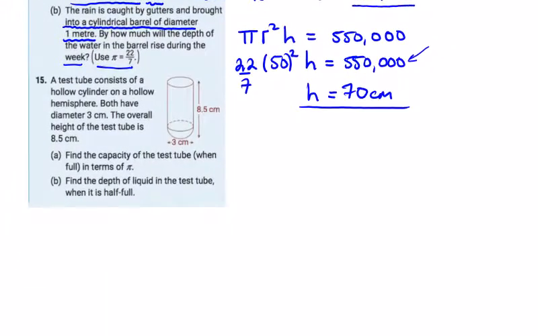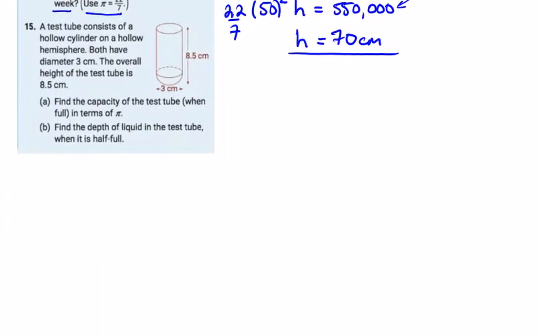And then the second question in this video: a test tube consists of a hollow cylinder, and we have a diameter down the bottom here, diameter 3. So once you see that, you write r equals 1.5 centimeters. We have our height of 8.5, so this must be 7 from here to here, due to the fact this is the radius from the middle down to the bottom here. So what are we asked? Find the capacity of the test tube when full, in terms of pi.